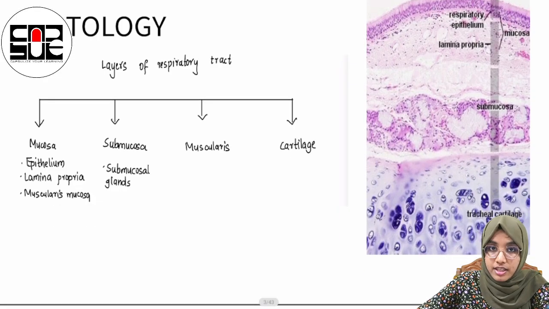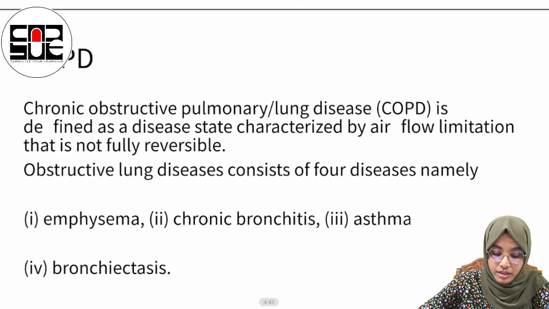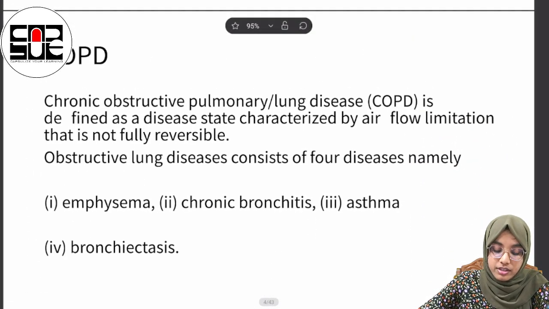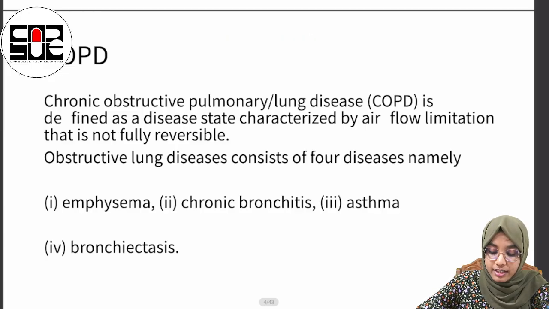Now let's discuss the definition of COPD. What is COPD? COPD is basically defined as a disease state which is characterized by chronic airflow limitation that is not fully reversible. And there are four conditions under COPD. They include emphysema, chronic bronchitis, bronchiectasis, and bronchial asthma. Today we'll be discussing emphysema and chronic bronchitis.